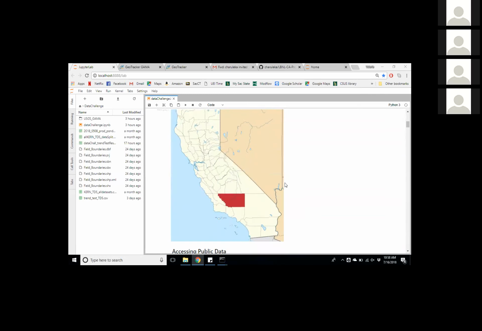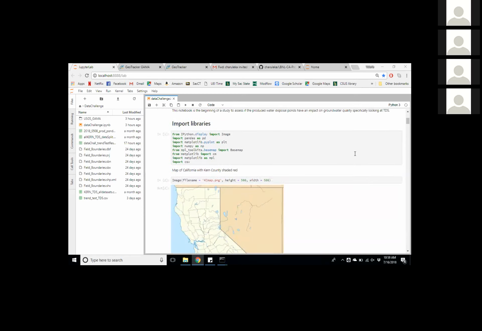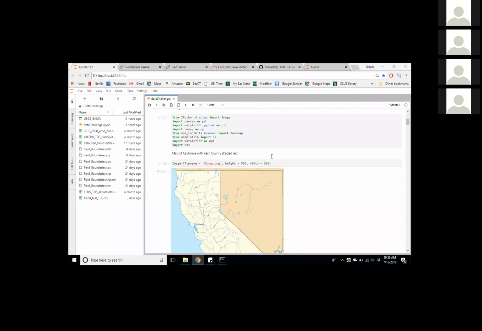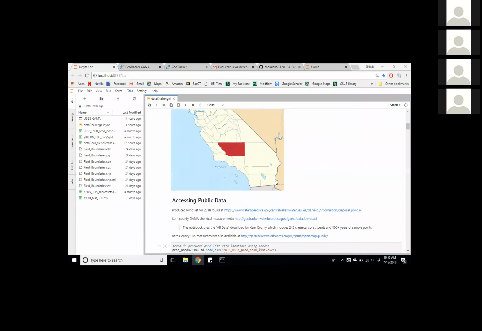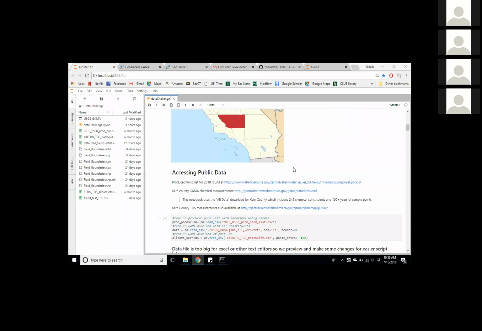For your reference, I've included a map of California with Kern County shaded in red. Kern County falls within the San Joaquin Basin, which is where 80% of oil production occurs in the state. To view this, I just had to import some basic libraries. This is a Python kernel that you're seeing in this Jupyter notebook. I won't be running through all of these because some of them do take a while to load, but there should be a link to the GitHub repository with Binder access, so you can follow along or do it later on your own.